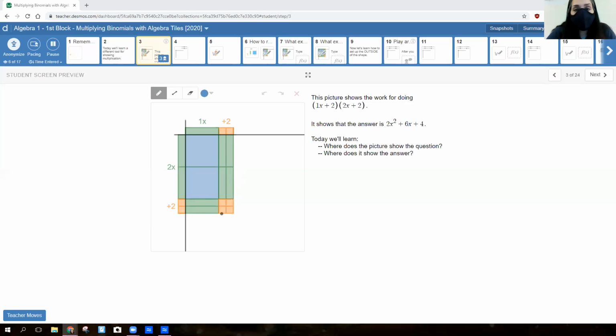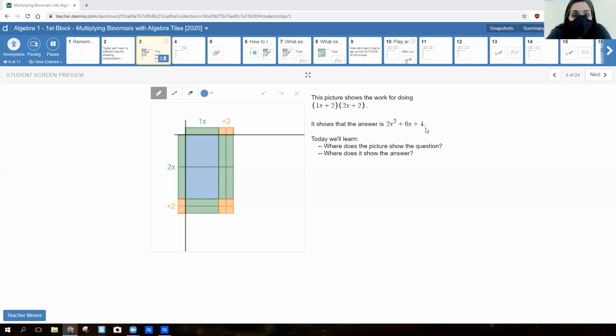So on some of the slides, you're going to be asked to circle where the answer is. You're going to circle this region in here. So the answer is 2x squared, so 2 of these big blue ones, and then plus 6x. So 1, 2, 3, 4, 5, 6 green tiles. Remember, we're only counting the ones on the inside. So 6 green, and then plus 4. That means you have 4 little unit tiles down here. So your answer ends up being 2x squared plus 6x plus 4.